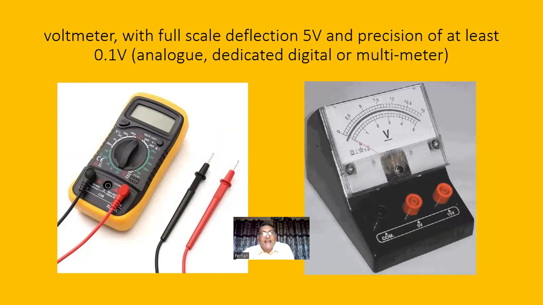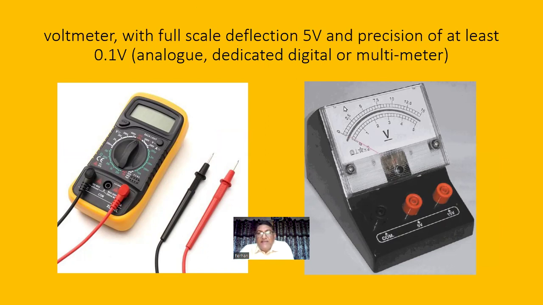Okay, so here we have a voltmeter. Here we have a multimeter also. And the multimeter can act like a voltmeter. It can also act like an ammeter. It can also measure resistance.